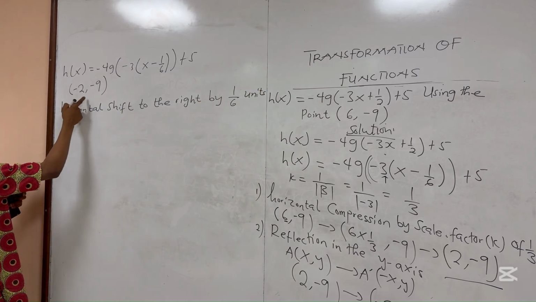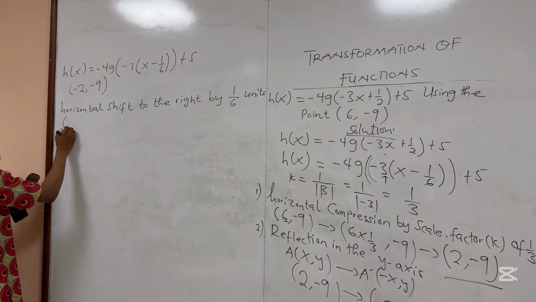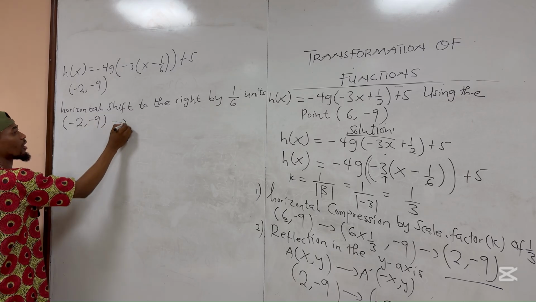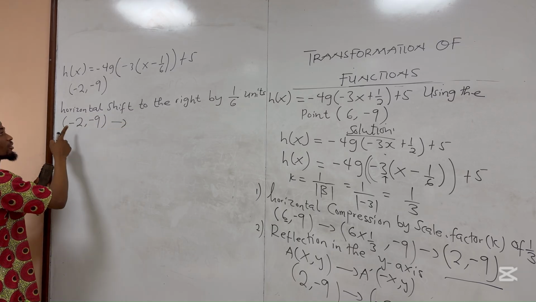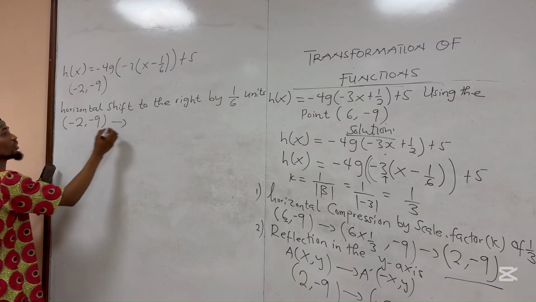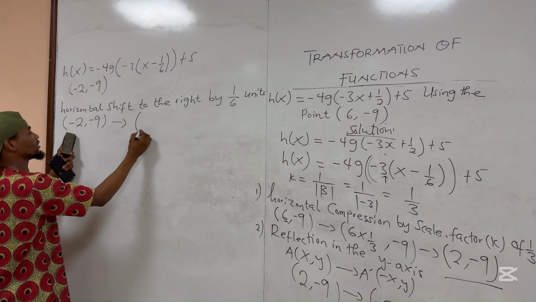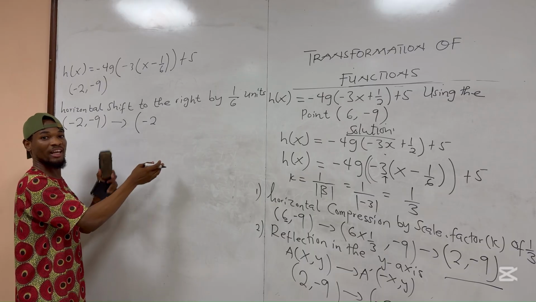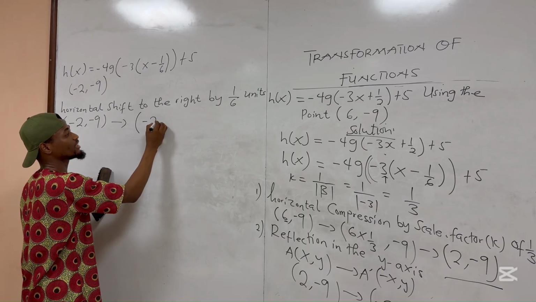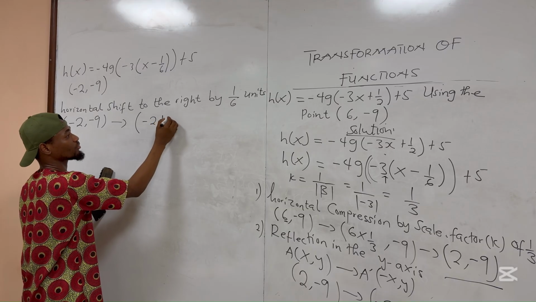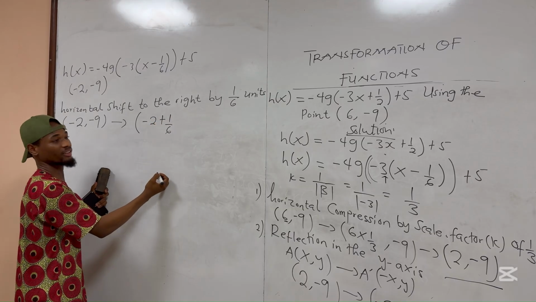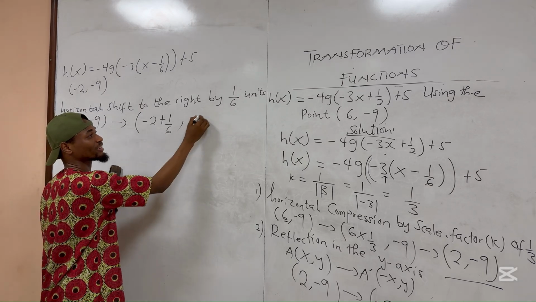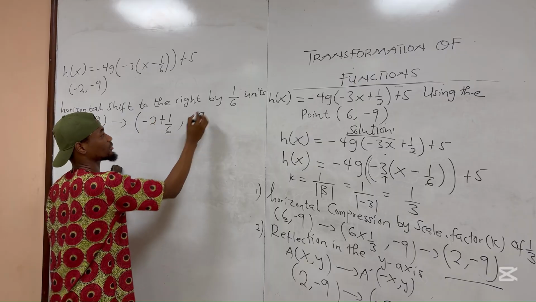Okay, so this was the coordinate, negative 2, negative 9. Because it's horizontal, I'm focusing on the x, okay? So I have negative 2. Whenever you are moving to the right, you add, okay? When you are moving to the left, you subtract. So I'll add negative 2 plus 1 on 6, okay? Then, comma, I'll maintain my negative 9 because I'm not tackling any vertical shift.